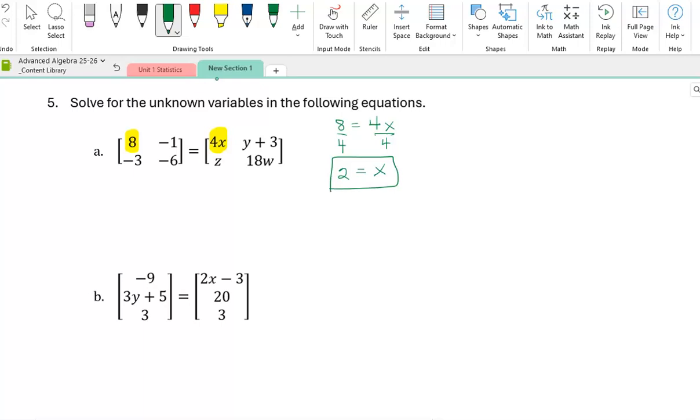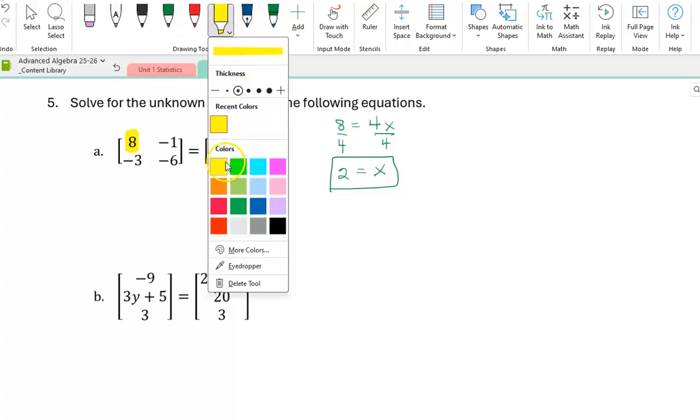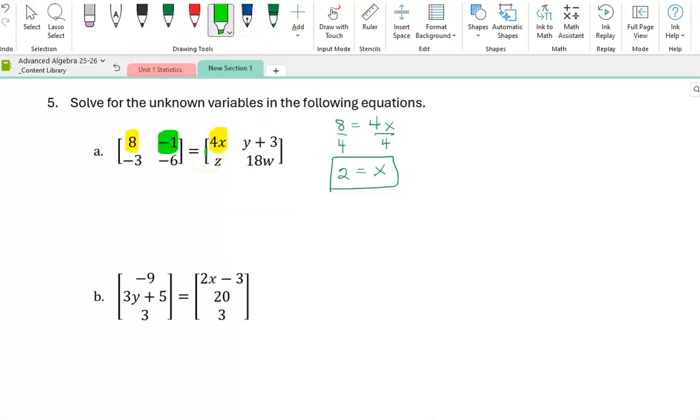Now I'm going to look at this one and solve. This one has a y in it. So let me change colors. I know that this one goes with this one. So I'm going to write it out. -1 equals y plus 3. All right, this is basic algebra. Solving for y. So I'm going to subtract 3 from both sides. And you get y equals -4. That's that answer.